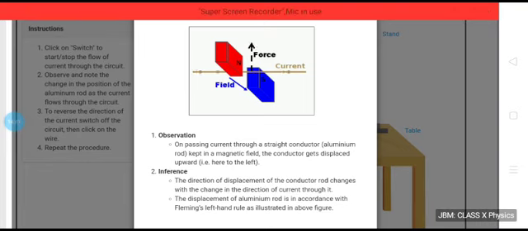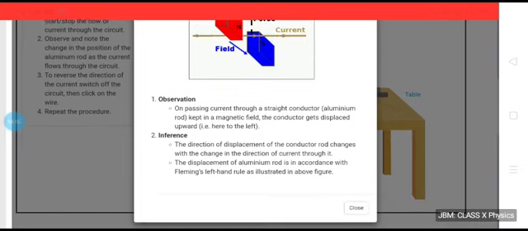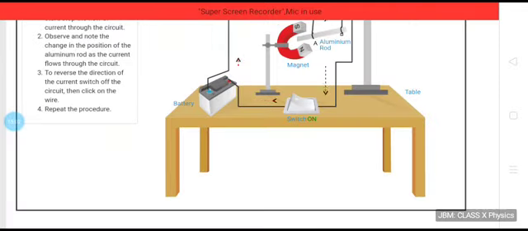So as I was telling you, depending upon the direction of the current flowing in the conductor and the magnetic field, due to the interaction of these two magnetic fields, we will get the equivalent force. Presently it is upward direction, and you saw that the rod was getting displaced towards the left. Let us switch it off.